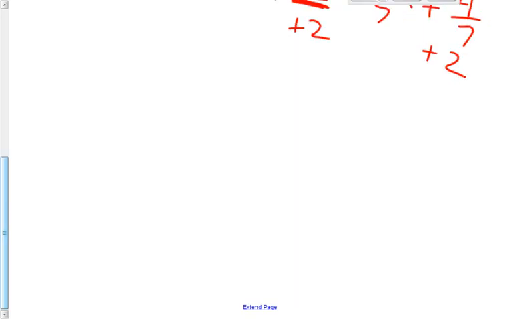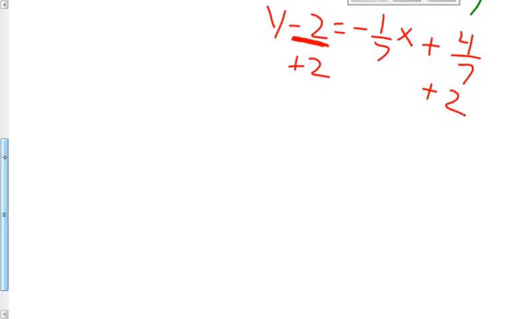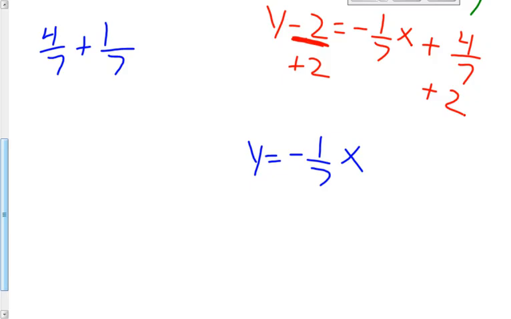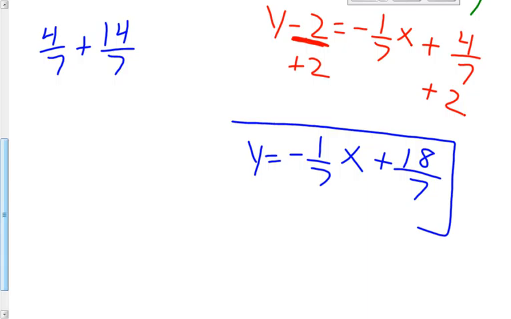So for my final answer, in slope-intercept form, the graph has this equation. Y equals -1/7 x, 4/7 plus 2. You can do this in your calculator. 4/7 plus 14/7, which is the same thing as 2, would be 18/7. And there's my answer for number 2.